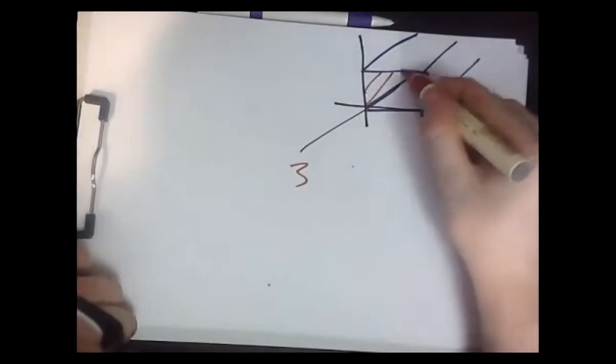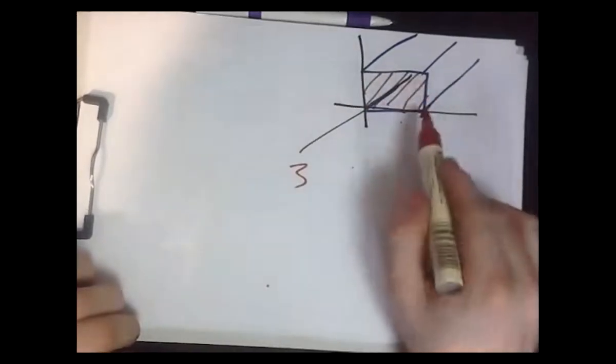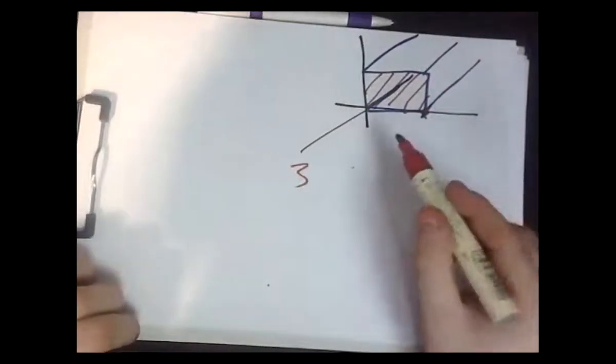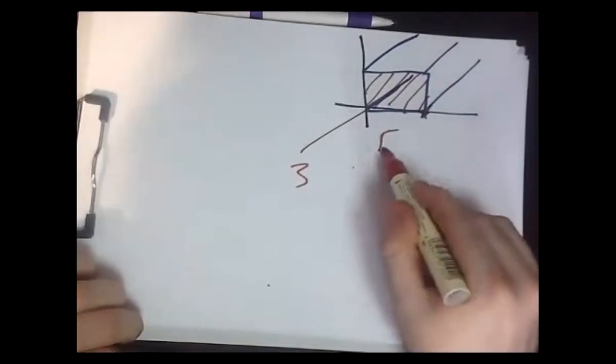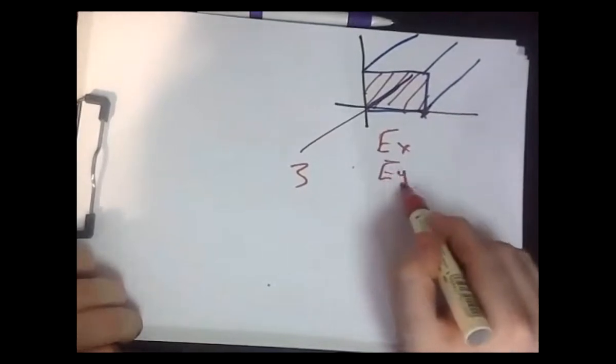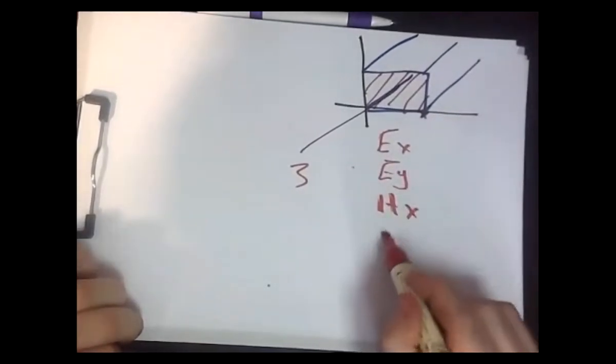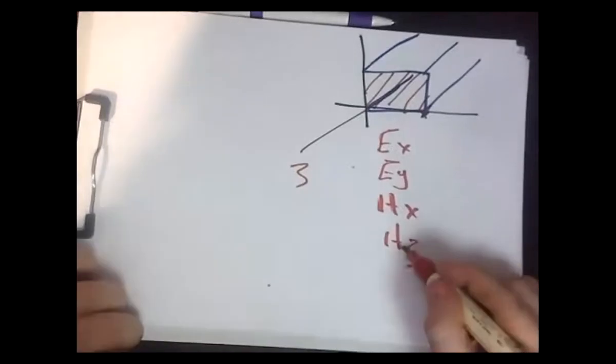What I'm doing is cutting a cross-sectional area of this rectangular waveguide. So this is the area, and I'm going to plot the components. Generally, we have four components here: EX, EY, HX, and HY.